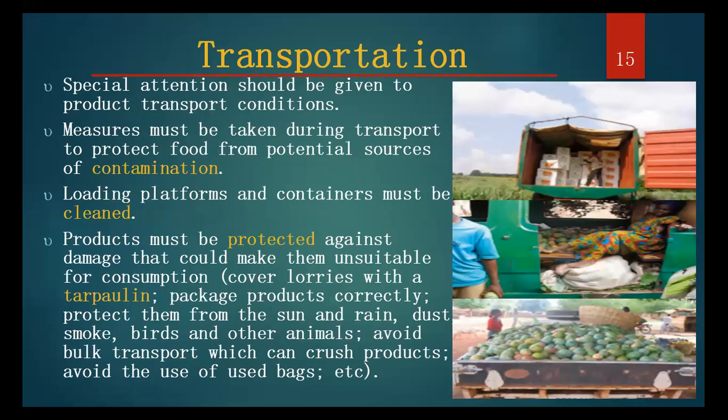Next, during transportation, that's another stage at which food can be contaminated, and special attention should be given to food during transportation. Measures to protect should be put in place. And these range from cleaning loading platforms and containers, protecting from damage from weather conditions, for example, by covering the food, packaging products correctly, protecting them from sun, avoiding bulk transport, which can crush products, and avoiding use of bags.